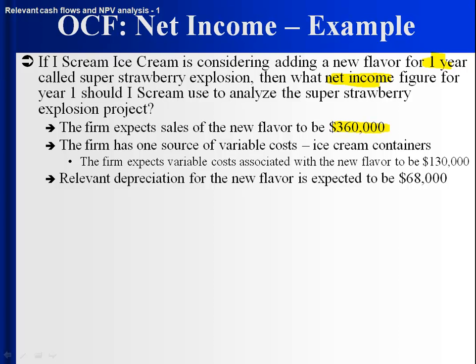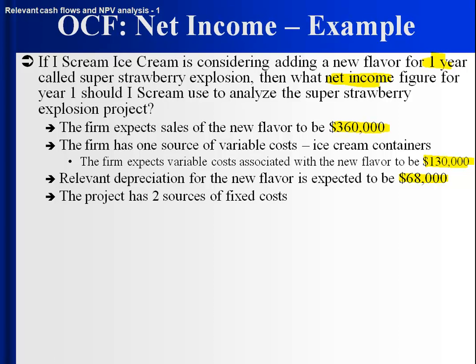And regarding costs, there's one source of variable costs. Those are ice cream containers. So the more ice cream that gets sold, the more containers that are necessary, the higher those costs. But given where we expect things to be, expected costs are anticipated to be 130,000. Relevant depreciation for the new flavor is expected to be 68,000.